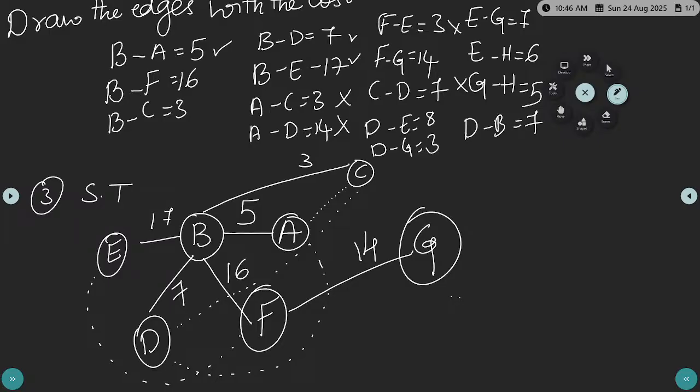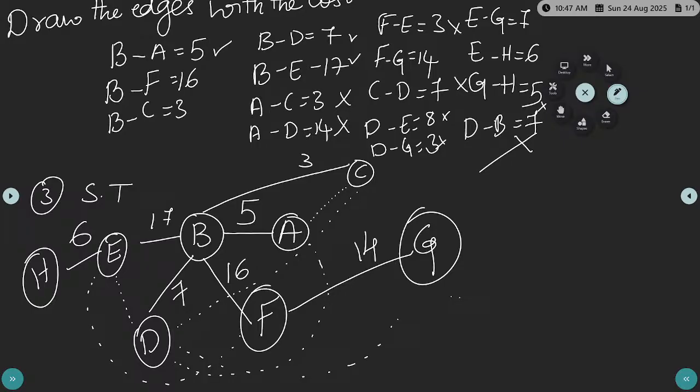D to E. It is forming a cycle. Next D to G. It is forming a cycle. Next E to G. See there, E to G will form a cycle. E to H. So I am taking E to H. The cost of E to H is 6. Next G to H, will it form a cycle? Yes. So D to B, is it forming a cycle? Yes.